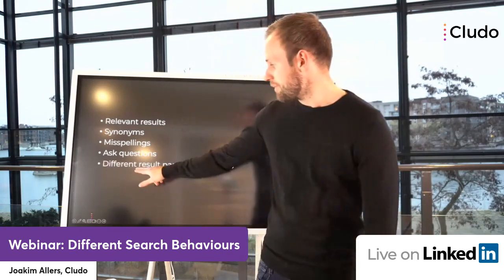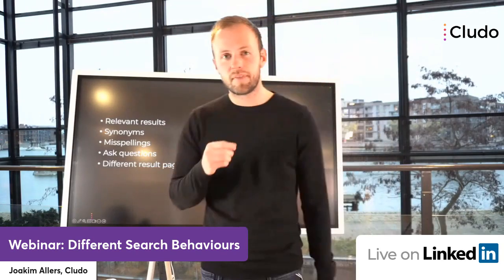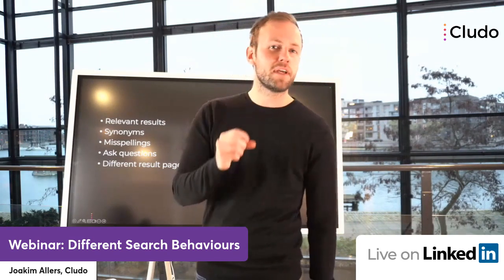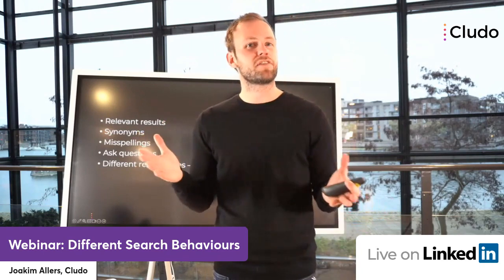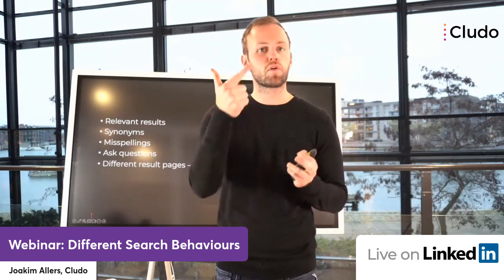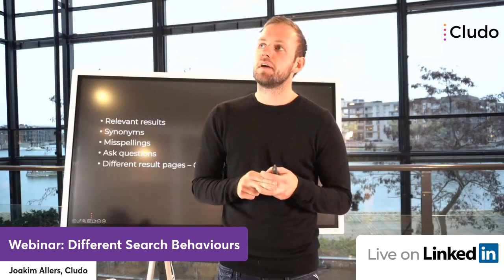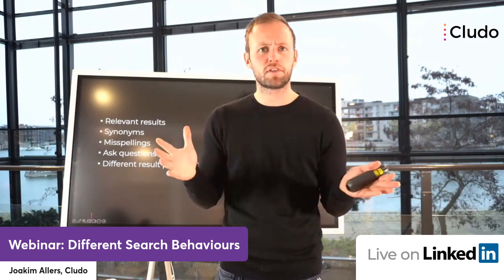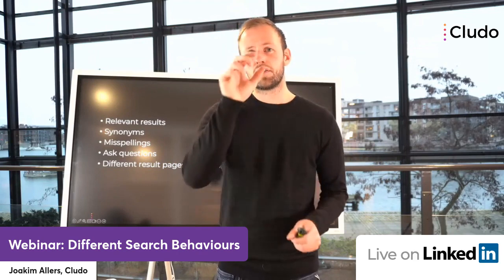Last one, different result pages. Okay, we need to stop at this one for a second, because I think a lot of people might not be sure what I'm talking about. If you have a site that has different types of content, say maybe you have some products, maybe you sell some courses or training, maybe you have a customer support page, maybe you have a career page, might be different kinds of content. In your search, you have the ability to add categories.